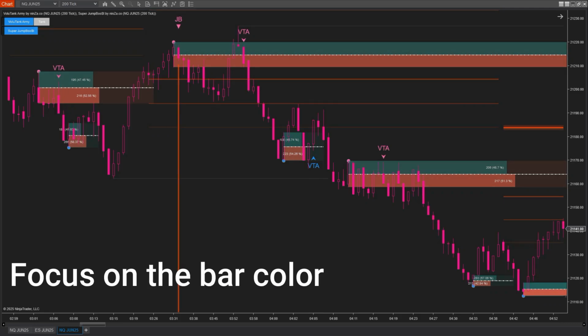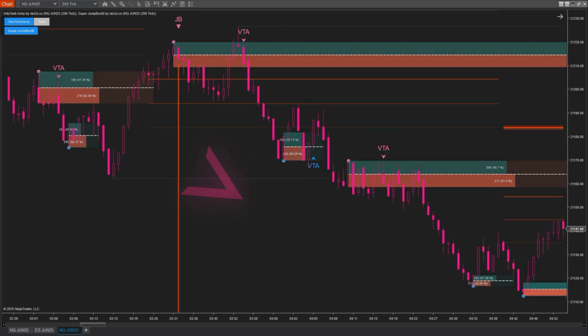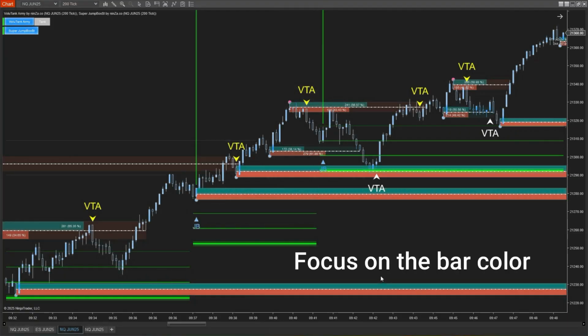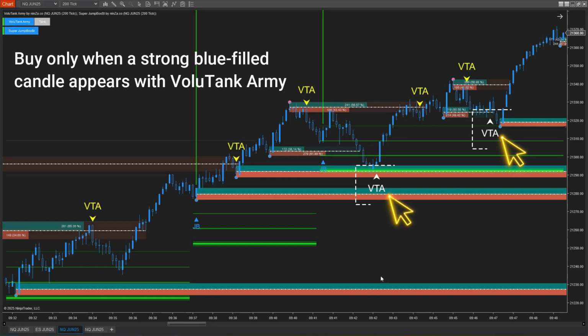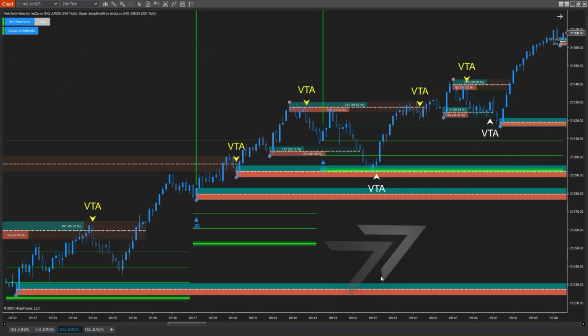Focus on the candle color from Super Jump Boot. When the candle is painted pink, it indicates that selling pressure is dropping sharply. In this case, you should prioritize sell entries from VoluTank Army over buy setups. Applying this helps you trade in line with momentum and avoid going against the flow. On the other hand, when the Super Jump Boot candle turns green, it signals that bullish momentum is clearly in control. At this point, you should focus on buy signals from VoluTank Army in the direction of momentum.